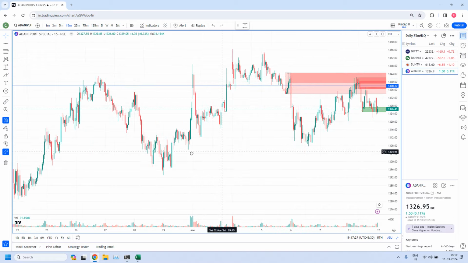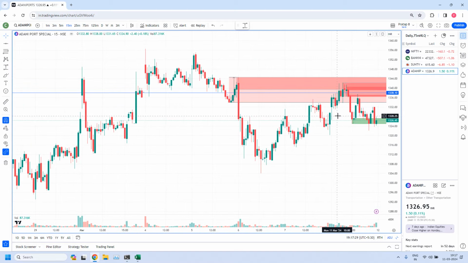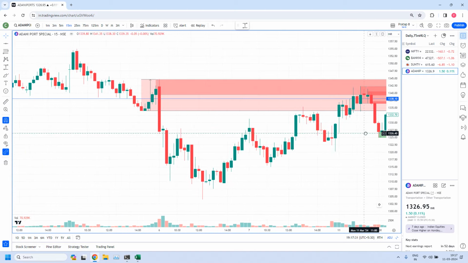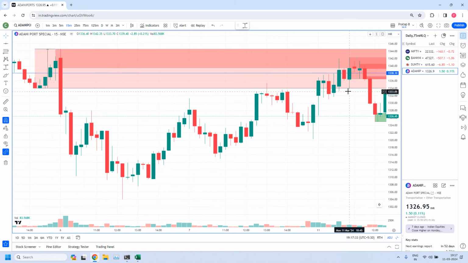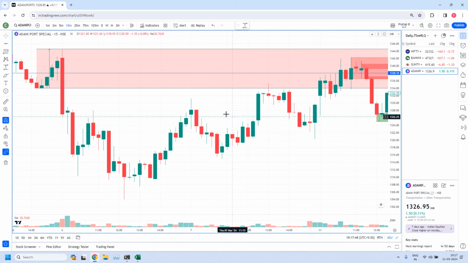So this is the 15-minute zone. Again, they created a new 15-minute zone: a rally, three base candles and a drop candle. Let me delete this one, which we are expecting to be violated, to get clarity. Now this is a new structure.